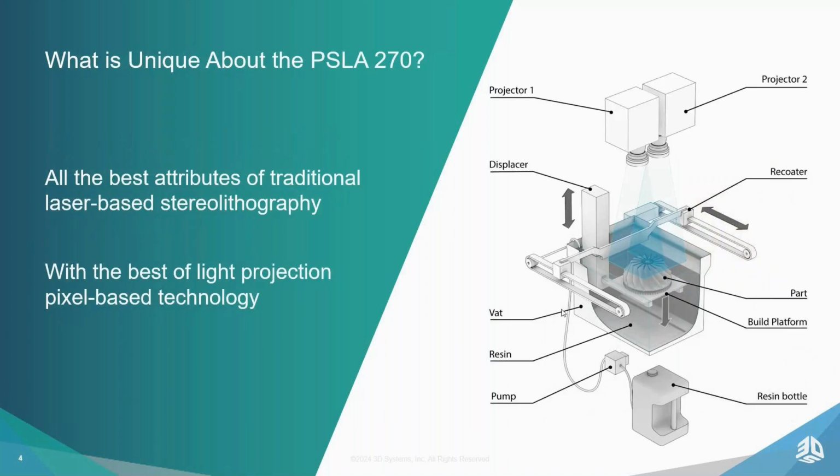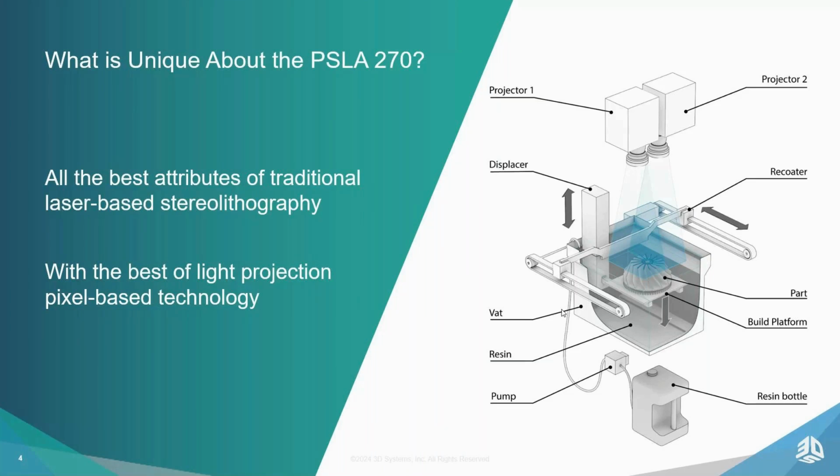The PSLA 270 is, first of all, a compact, very powerful production system. It's a mid-frame solution. If I was to say what's unique about the PSLA 270, it's that we've managed to include all the very best attributes of traditional laser-based printing, or what we call SLA, and, as I will show you shortly, all the best attributes of light-based projector imaging technologies, sometimes referred to as DLP.